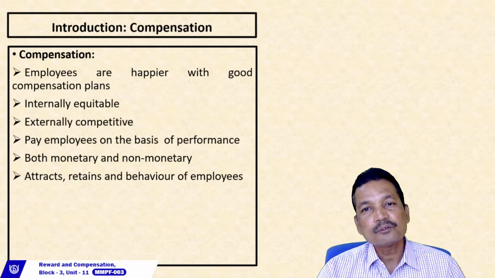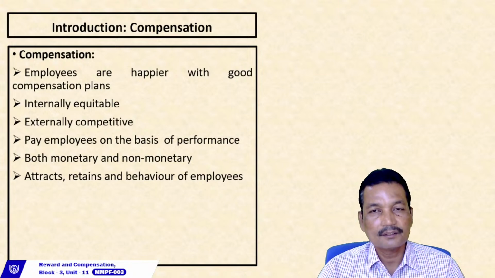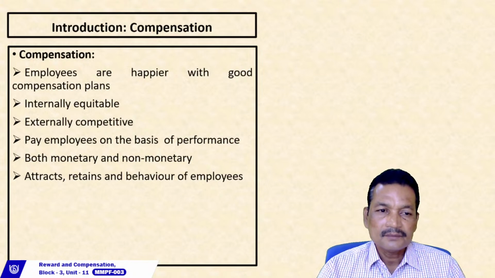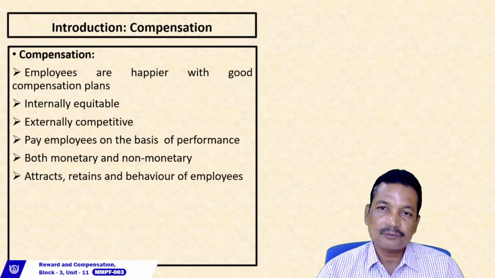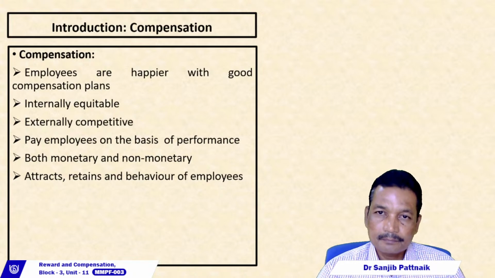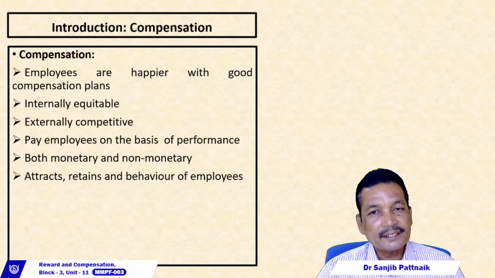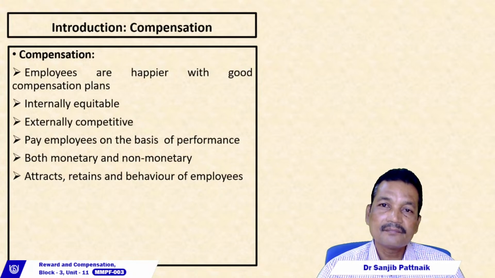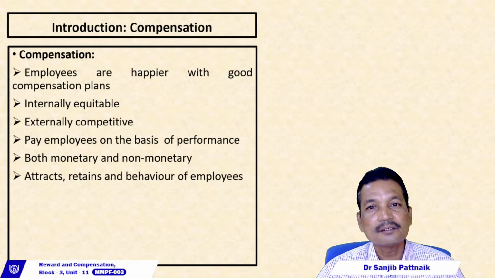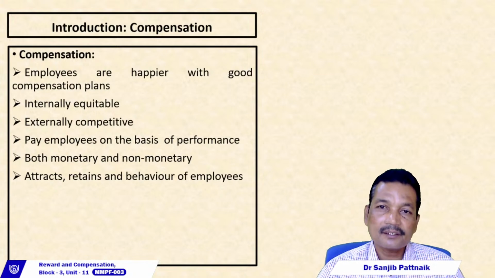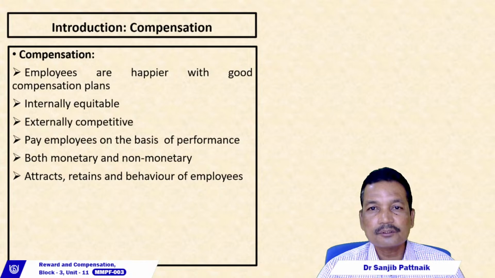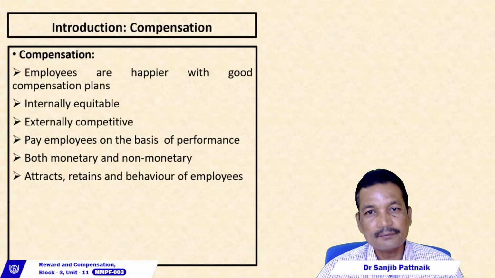This payment can be in both monetary as well as non-monetary forms. Some examples of non-monetary forms of compensation are the housing colony, medical facilities for the family, educational facility for children, apart from the salary part which is monetary or transferred to the bank account. So compensation can comprise both monetary as well as non-monetary forms.